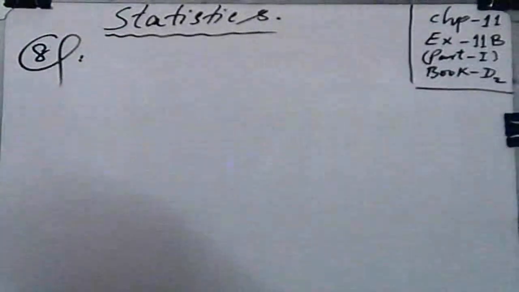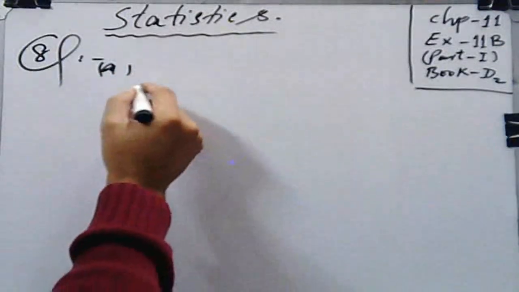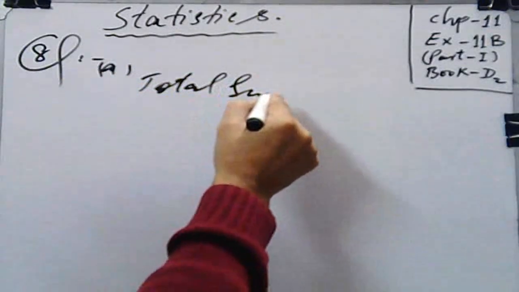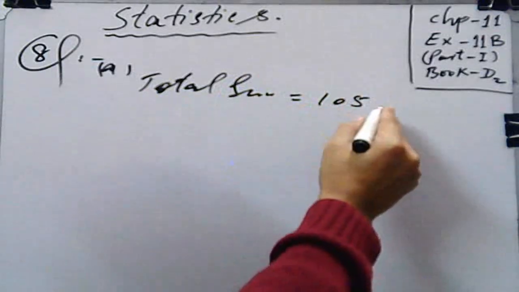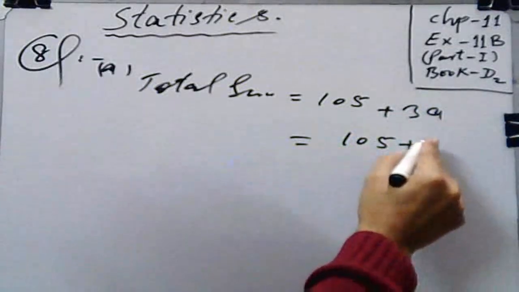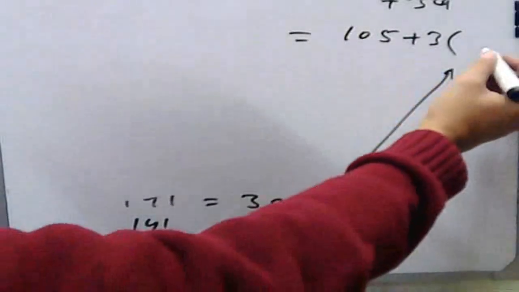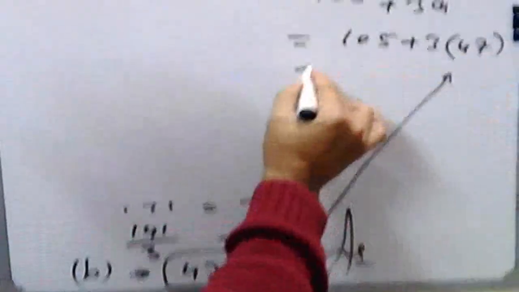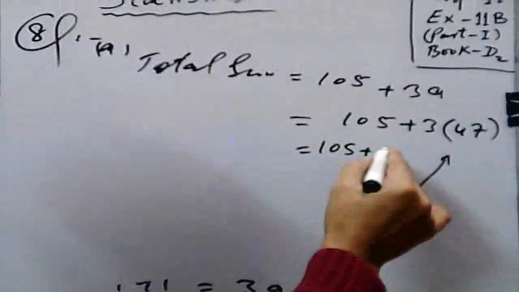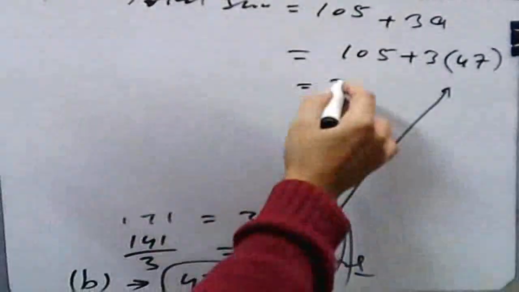How can you find the total sum? So in A part, just give a little attention, that is total sum is equal to 105 plus 3a. So 105 plus 3a. The value of a you have just calculated here, so you have to put it here. So the value of a is 47, multiply by 3, you will get 105 plus, after simplification you will get a direct result in your calculator. You will get 246 is your required result.